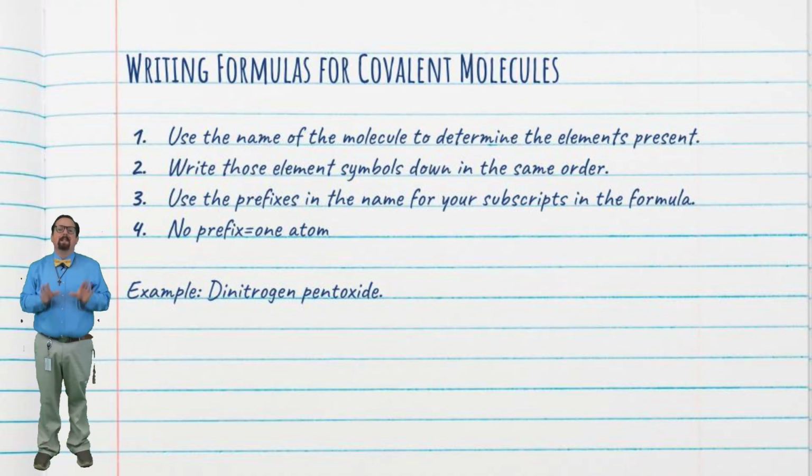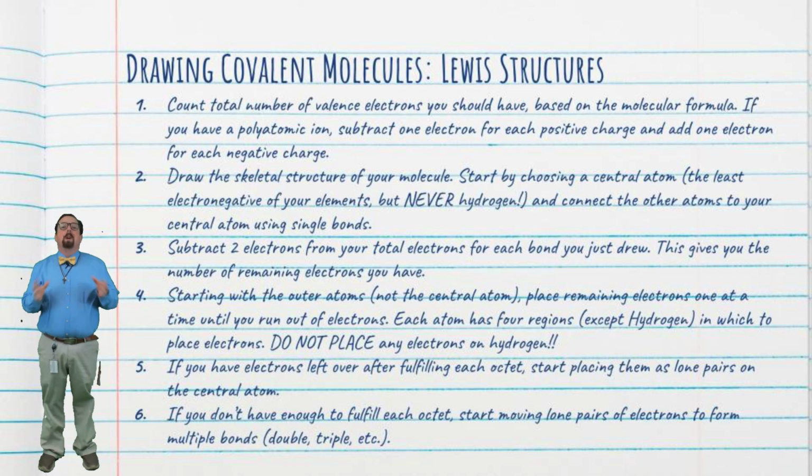Writing the formulas is super simple. You just have to write down the element symbols in the same order they're written in the name. Then, if the element has a prefix, we just turn that into a subscript. For example, dinitrogen pentoxide would be N and O, but the name tells us there are 2 N's and 5 O's because di and penta. So we put N2O5.